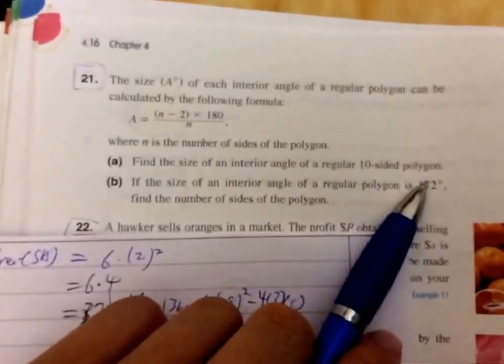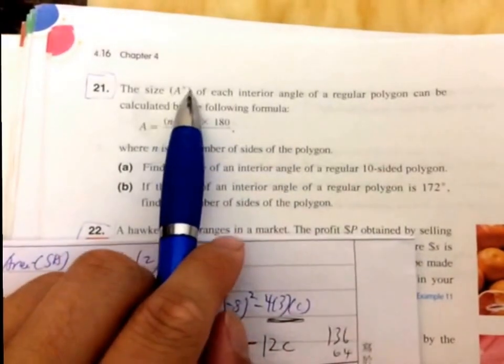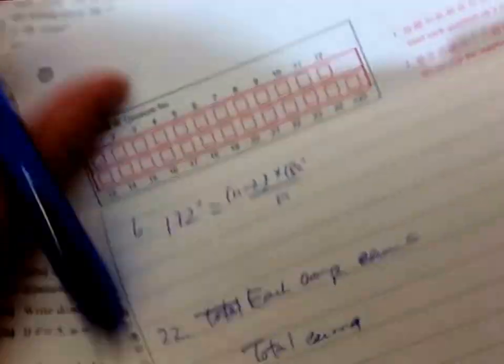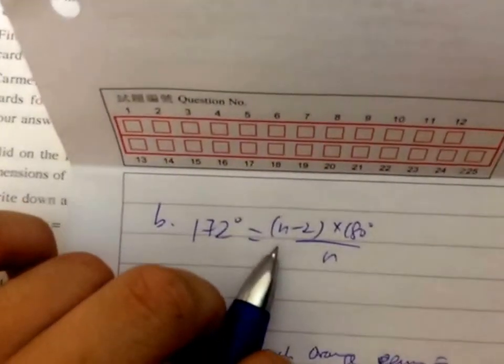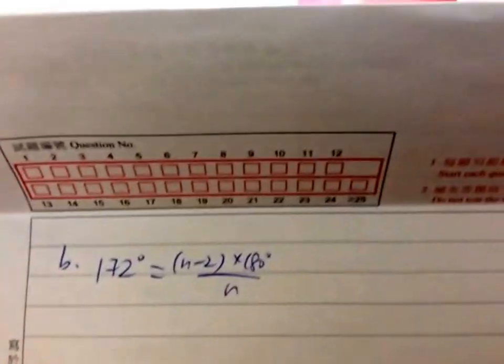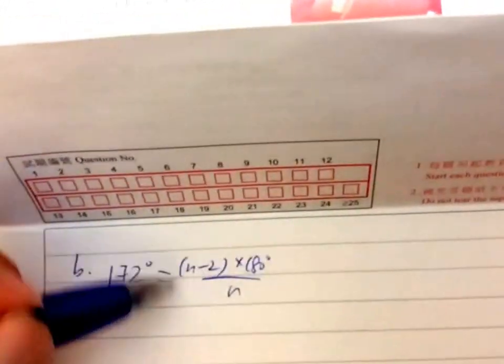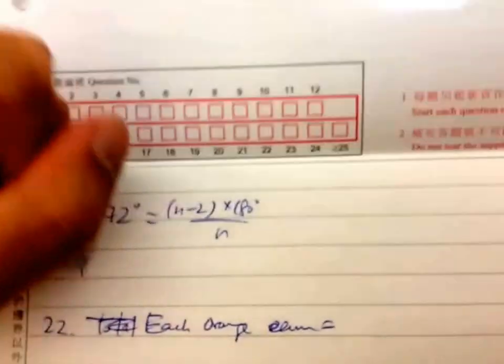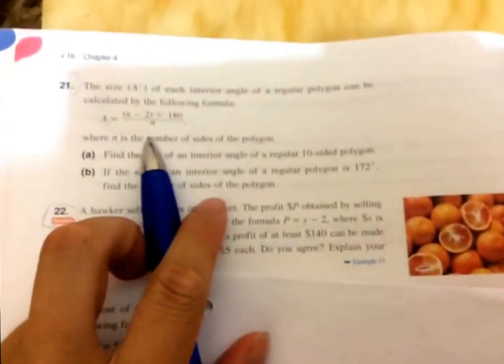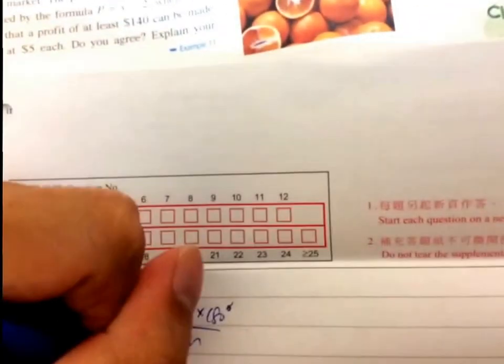Part B, the degree is 172. That means 8 degree is 172 degree. That means a is 172. Part B, okay, 172 equal to n minus 2 times 180 over n. So how to solve n? First, this is a fraction, you have to make it to no fraction. So I will multiply both sides by n. This means 172n, no degree, because this one has no degree, equal to n minus 2 times 180.